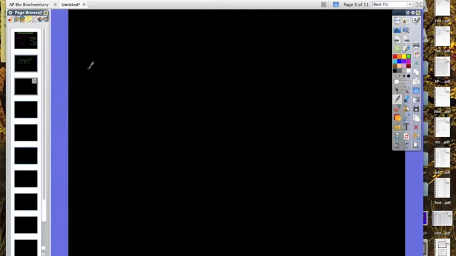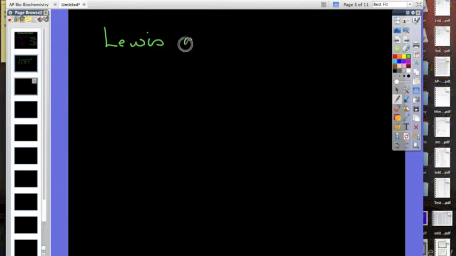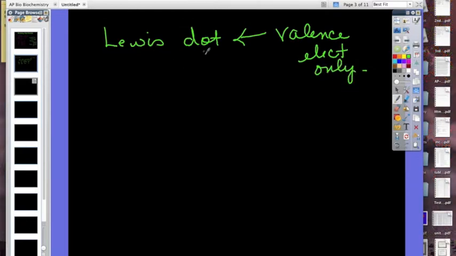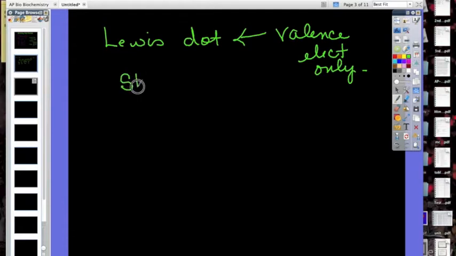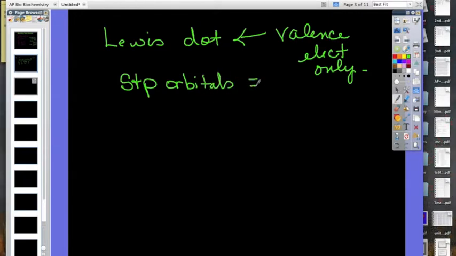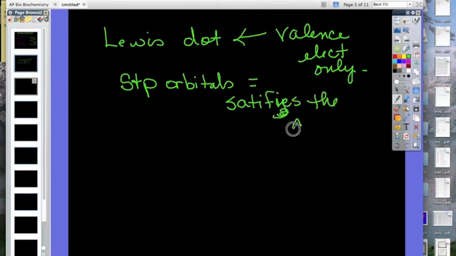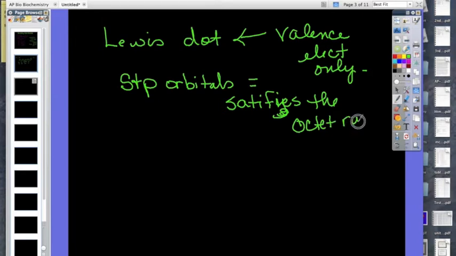Okay, the next thing is the Lewis dot structure. When we do a Lewis dot structure, just very quickly, this is showing us valence electrons only. And valence electrons, when we're drawing the Lewis dot structure, we're talking about if they fill the s and the p orbitals, then that means that this is satisfying the octet rule. Oops, that should be satisfies the octet rule.